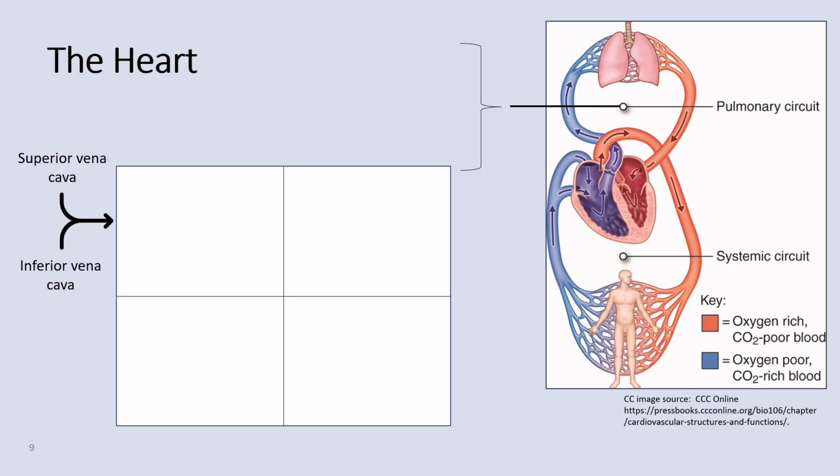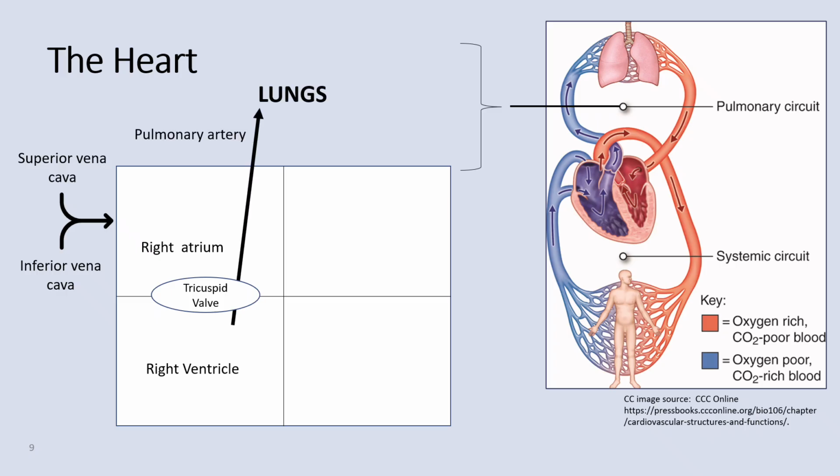Deoxygenated blood from the upper part of the body is returned via the superior vena cava, and deoxygenated blood from the lower part of the body is returned through the inferior vena cava. The vena cavae return the deoxygenated blood to the right atrium. When the right atrium contracts, blood is pumped through the tricuspid valve into the right ventricle. From the right ventricle, blood is pumped through the pulmonary valve into the pulmonary artery, which carries the deoxygenated blood to the lungs. Waste products are removed, and oxygen is replaced in the blood at the pulmonary capillary level.